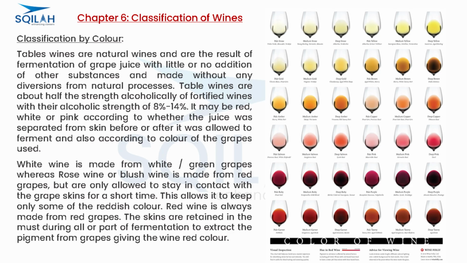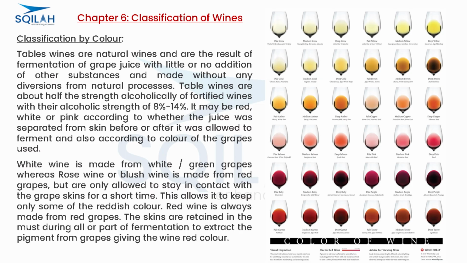Classification by color. Table wines are natural wines and are the result of fermentation of grape juice with little or no addition of other substances and made without any diversions from natural processes. Table wines are about half the strength alcoholically of fortified wines with their alcoholic strength of 8% to 14%. It may be red, white, or pink according to whether the juice was separated from skin before or after it was allowed to ferment, and also according to color of the grapes used.